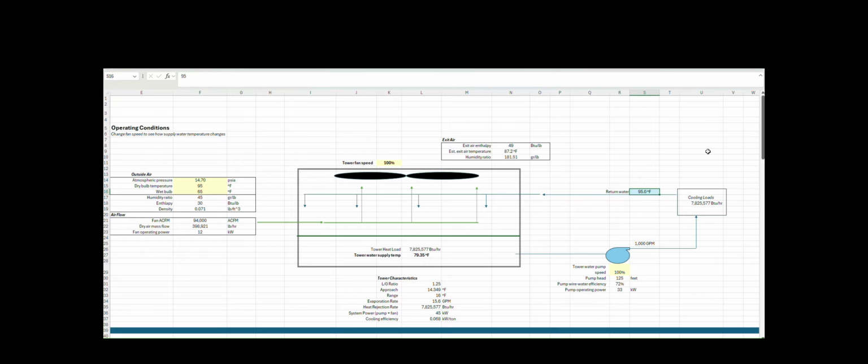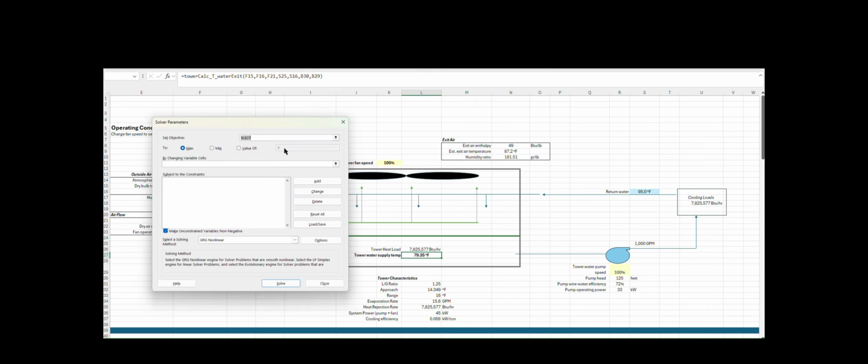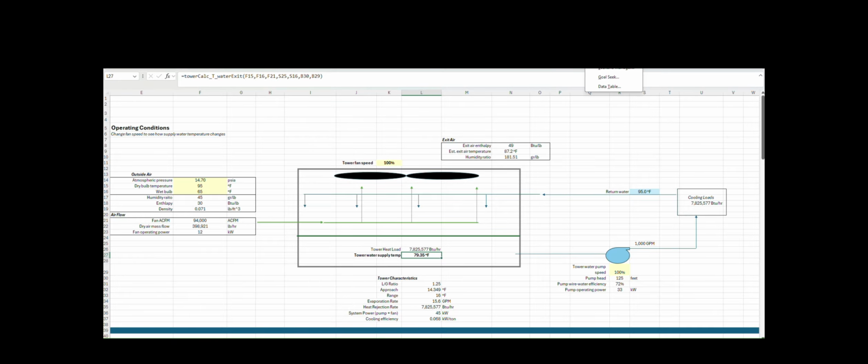Let's also change this return water temperature so that we also have a 10-degree delta T on the water side, like we did in our design conditions. In other words, this range, we want to keep it at 10. If we've got a 10-degree range, what temperature of cold water can we get? We'll calculate that using the solver here. I guess we can do a goal seek. So let's set that to a value of 10 by changing return water temp.